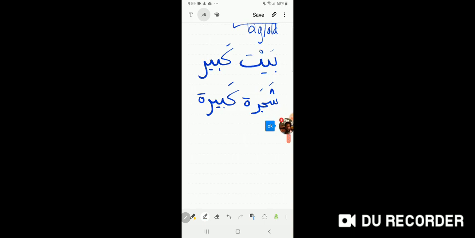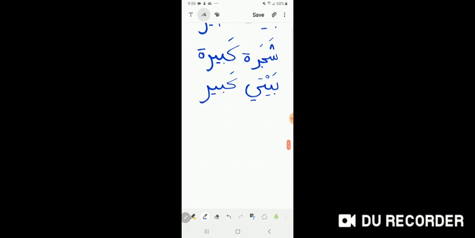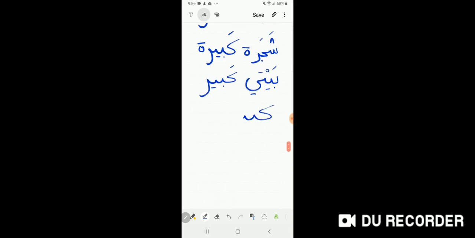You can also create a sentence with this. So we can say بيتي, my house. And if I don't say "is big," well, there's no word for "is," so we just put كبير right after it. بيتي كبير. So now you have كبير, big, and صغير, small. Kabir can also be used for old or older, and صغير can also be used for young or younger.